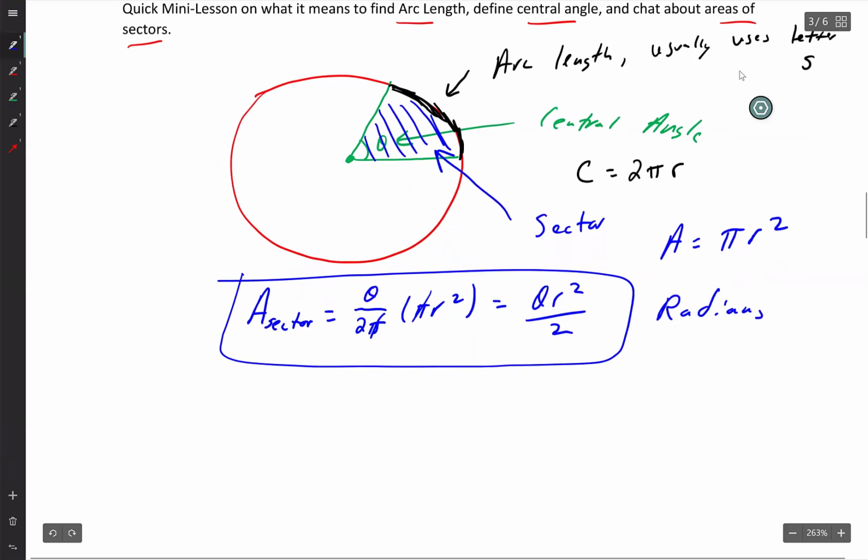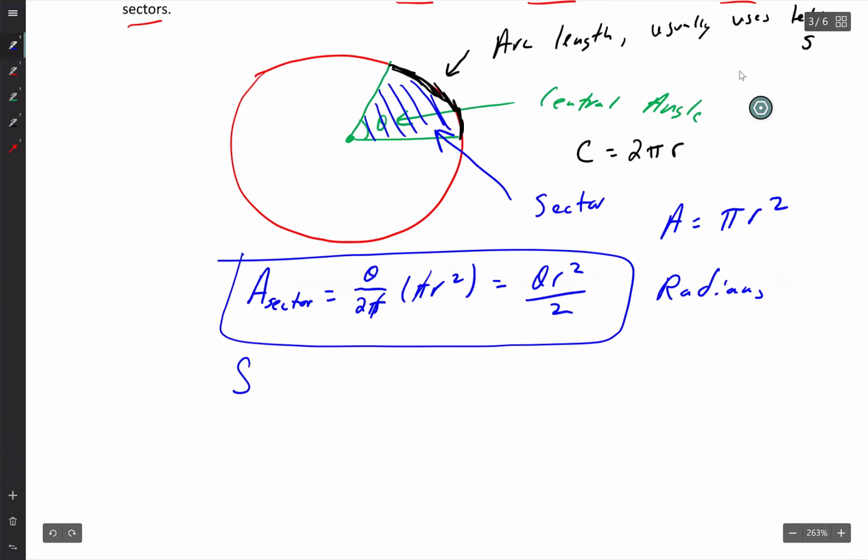Now, how do I get arc length? You're going to do the same thing. Theta over 2 pi, which is just a ratio. It's just like a percentage. Then you multiply by 2 pi r, and notice the 2 pi's cancel out, and you just get theta r. This is only if you're in radians.